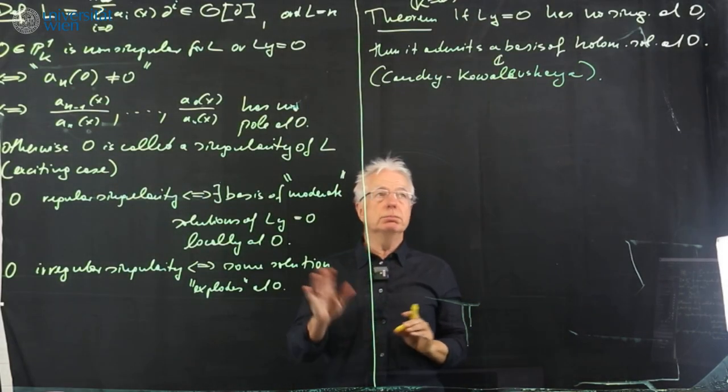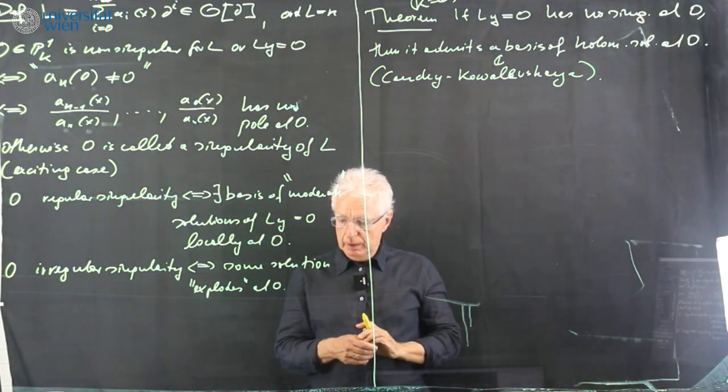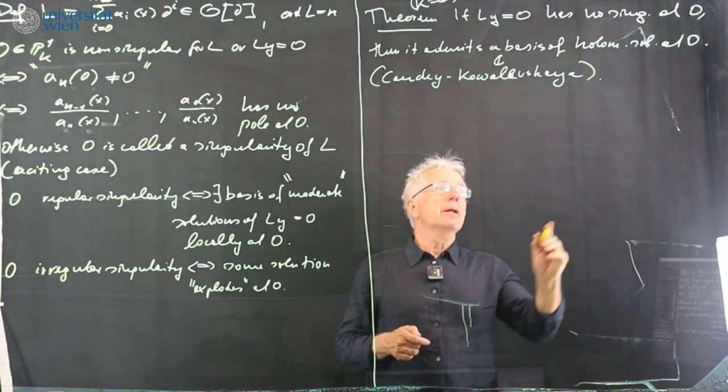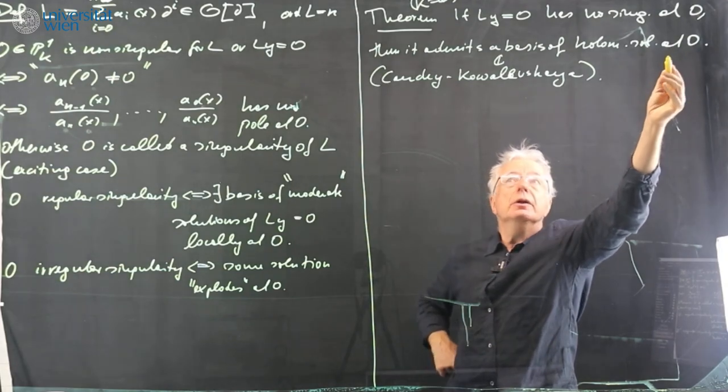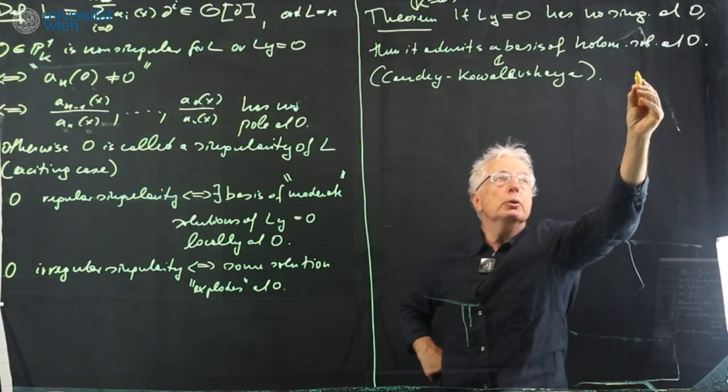Okay, so no logarithms appear and everything is holomorphic. So when I write here at zero, then in general you assume here to take a simply connected neighborhood.